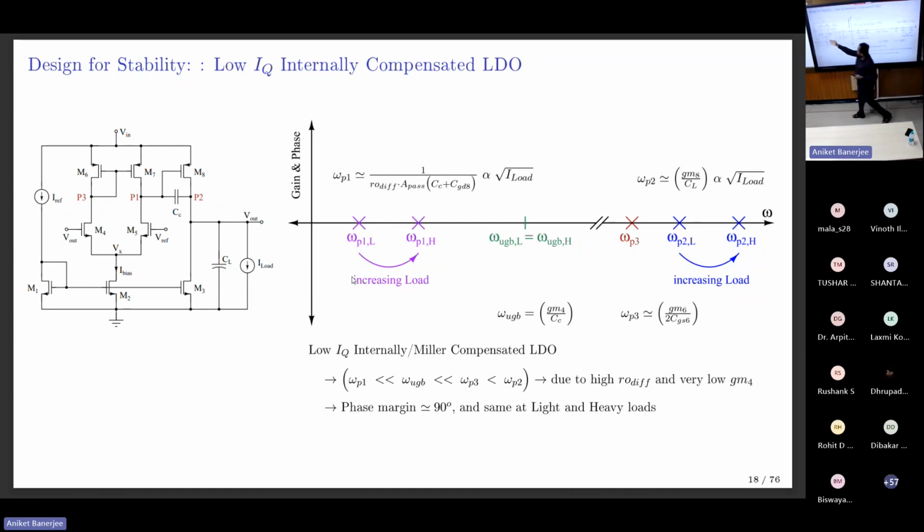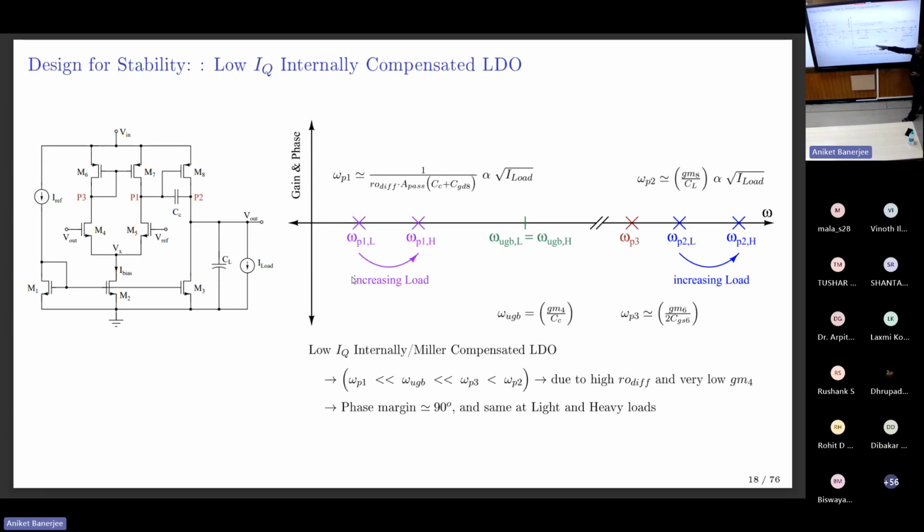Because this is nanoampere current, these are very small gms and very high output resistance. This is gm by Cgs. gm is very small. Omega P3 comes before even omega P2. And omega P2 is gm8 by CL. gm8 is a first stage parameter. This has nothing to do with the quiescent current, so this doesn't get affected.